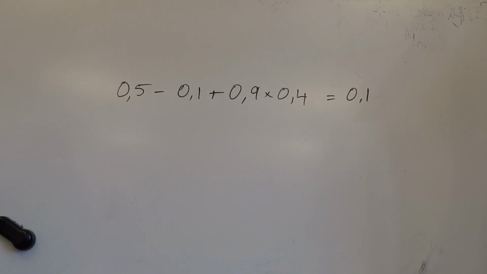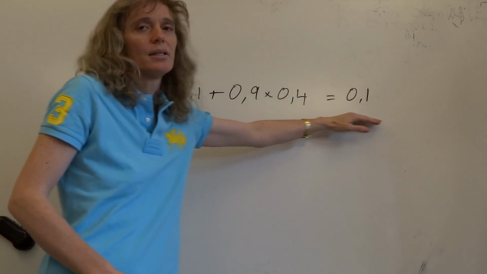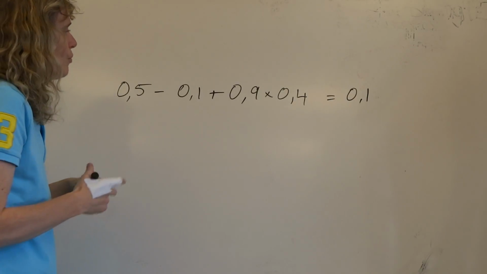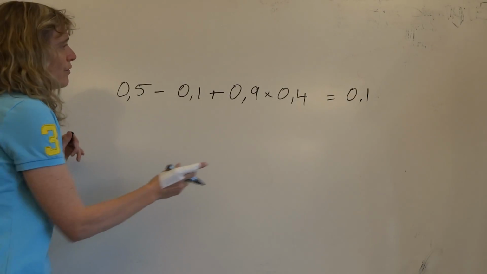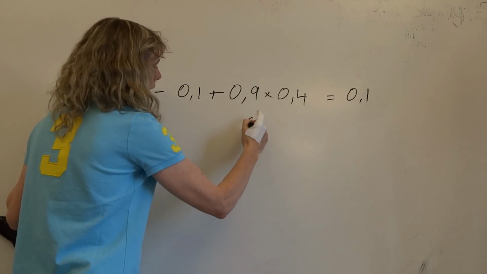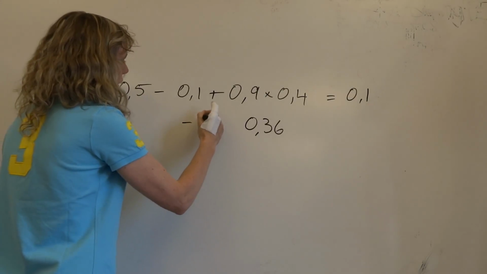The question here is, you have to put a set of brackets so that this mathematical statement is correct. If we were to do this statement without brackets, then we would first do the multiply. So we get 0.9 times 0.4 is 0.36. And then we would take away 0.1 from that.